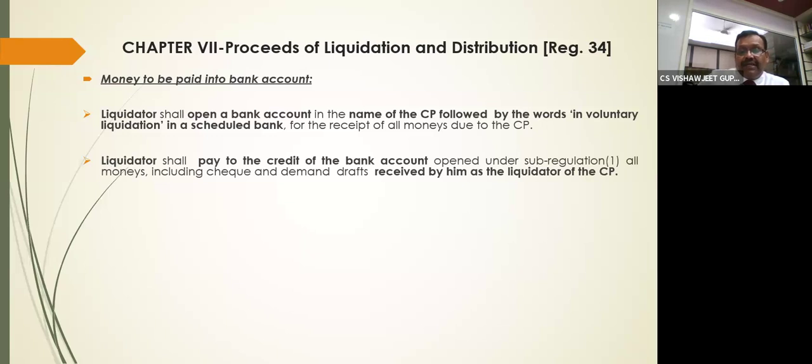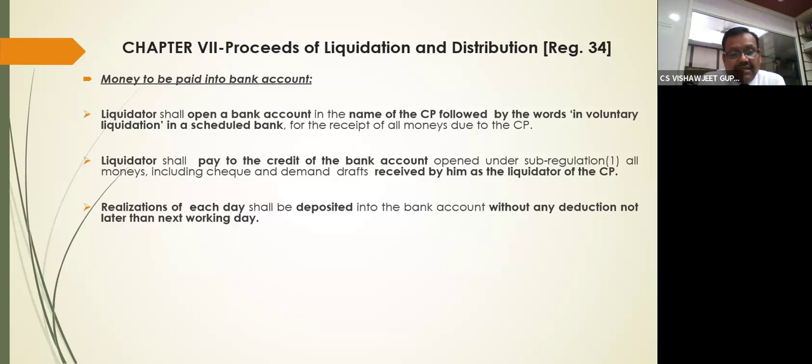The liquidator shall pay to the credit of the bank account opened under sub-regulation 1 all monies, including cheques and demand drafts, received by him as liquidator of the CP. Realization of each day shall be deposited into the bank account without any deduction. You cannot make any deduction from the receipt. Suppose you have made an expenditure of rupees 20 and you receive rupees 100. You cannot say, okay, I can deposit rupees 80 because I have expended 20. No, you will have to deposit the total amount of rupees 100, and the 20 is your liquidation cost.